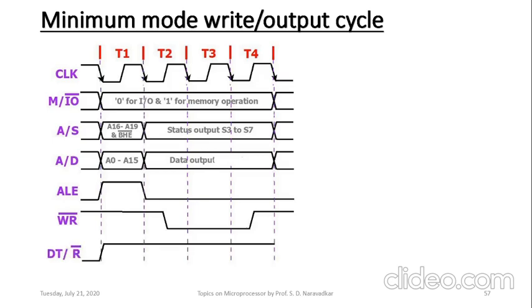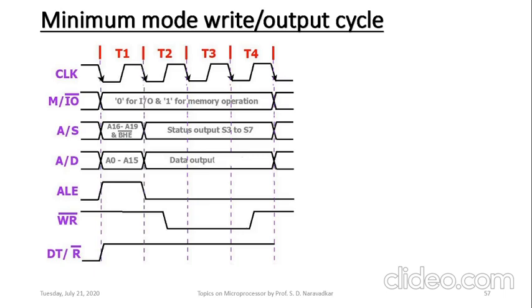Then next is DT/R bar signal, which should be logic 1 for write operation, output operation, because it is transmit cycle, data transmit, and DT/R bar signal should be logic 1 for data transmit. So initially logic 0, at the beginning of bus cycle it becomes logic 1 and remains logic 1 throughout.